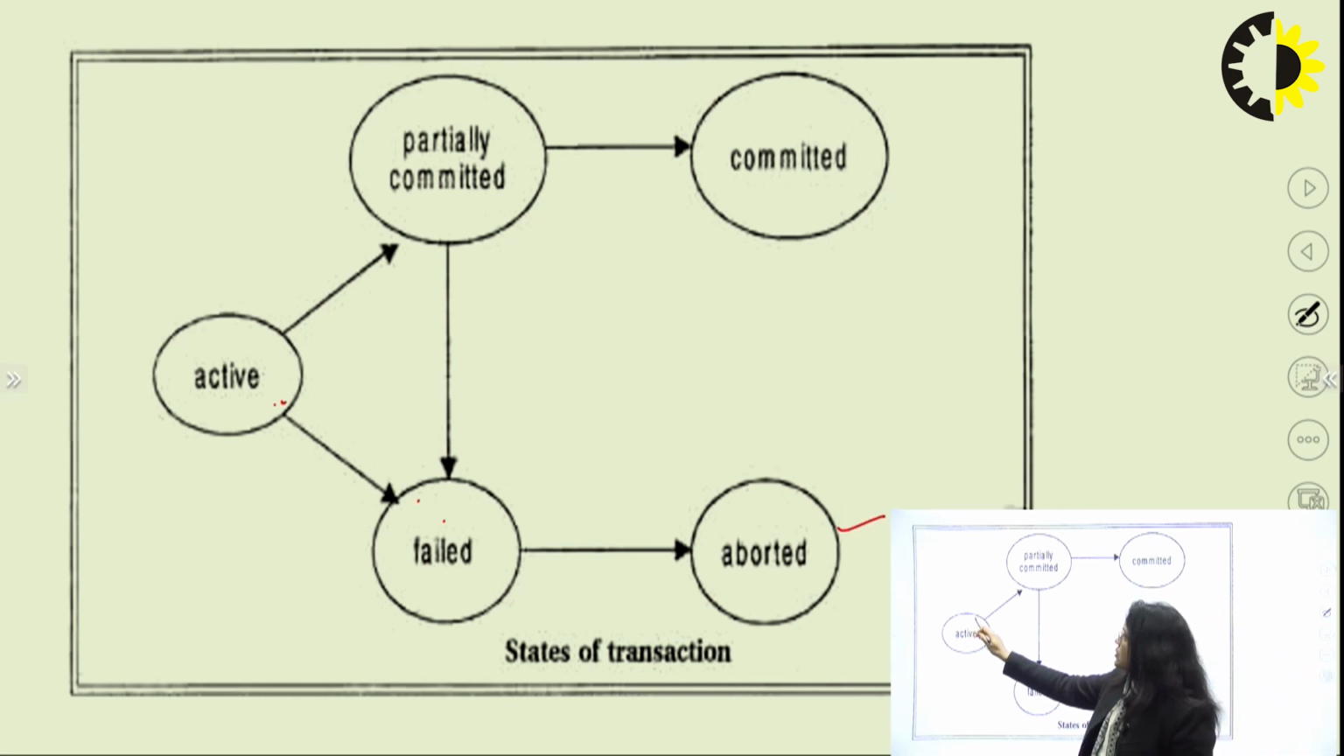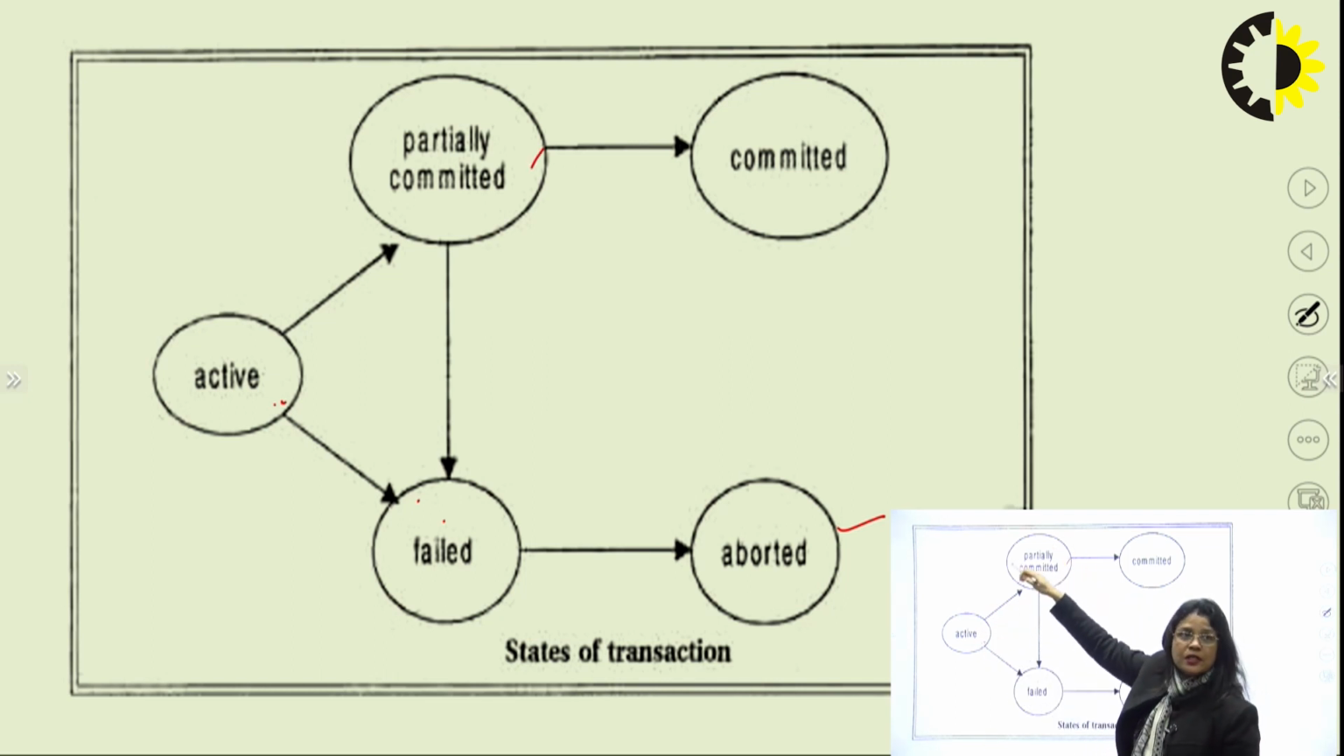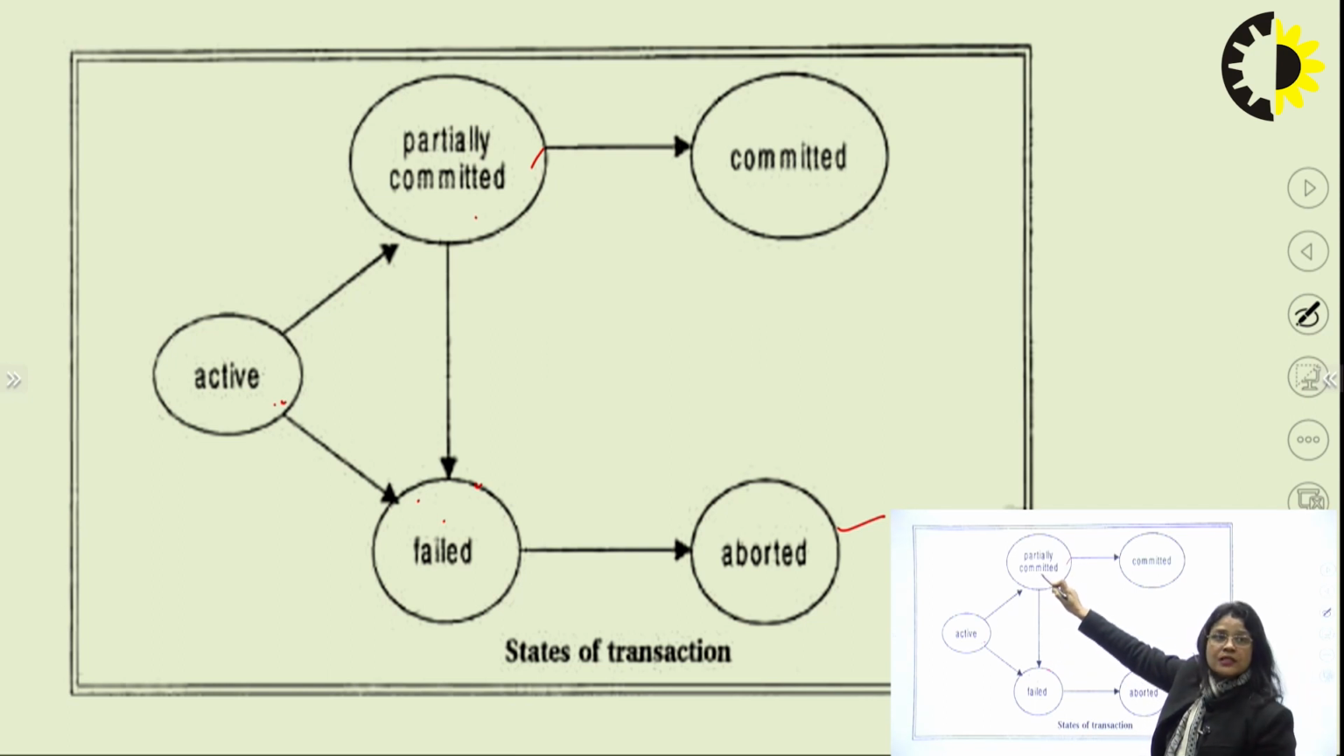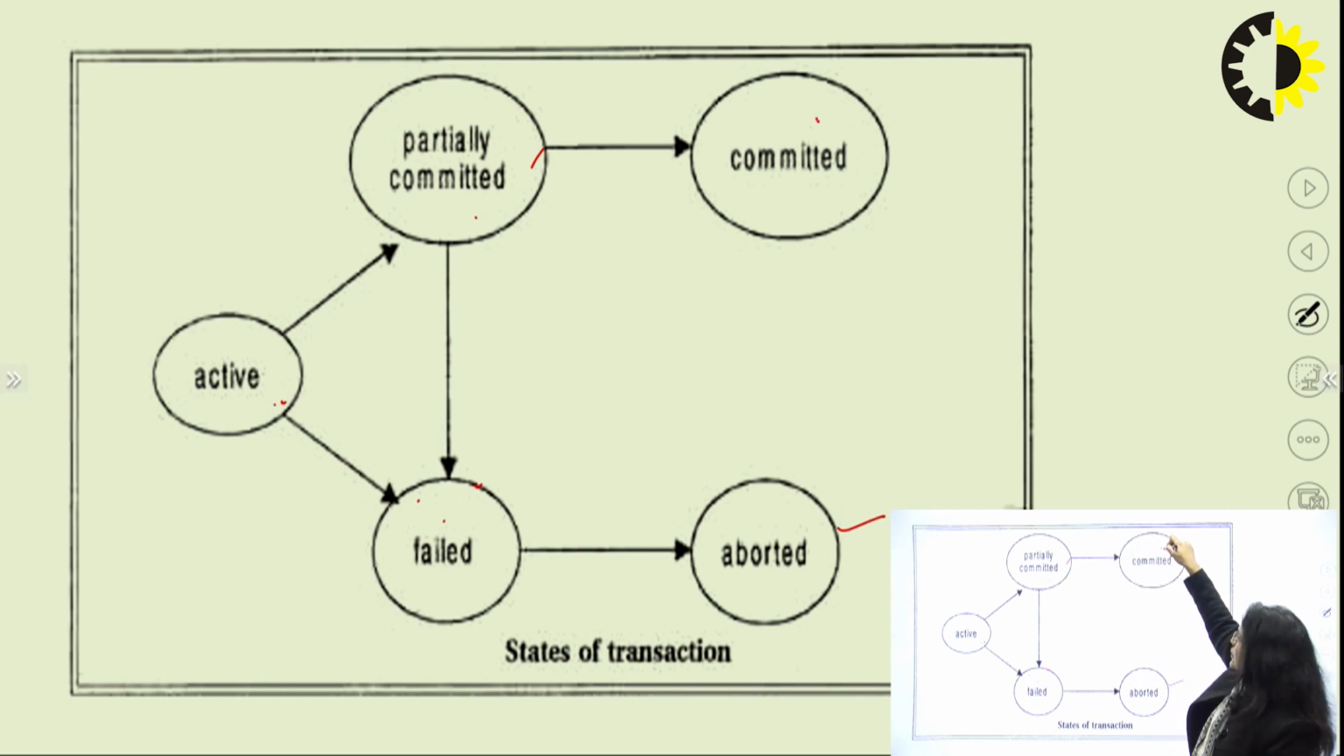An active transaction, if it is not failed, what does it mean? It will come into the partially committed state. It means data is in the log file, not written to the database permanently, right? So a partially committed transaction may fail sometimes if there is an error. Or what will happen to a partially committed transaction? Two ways. Either it may fail due to some error or it may be committed.